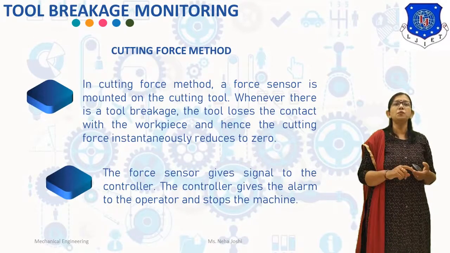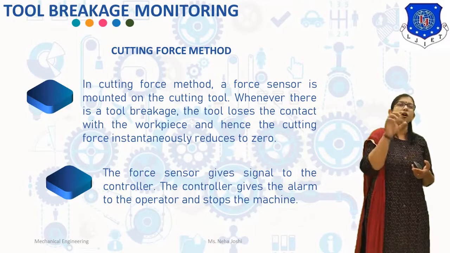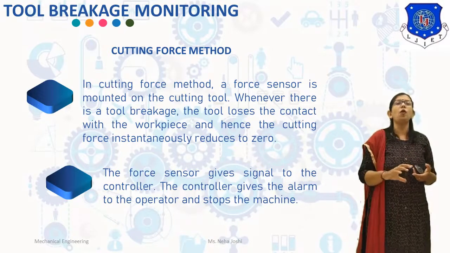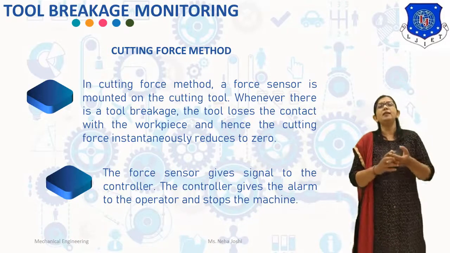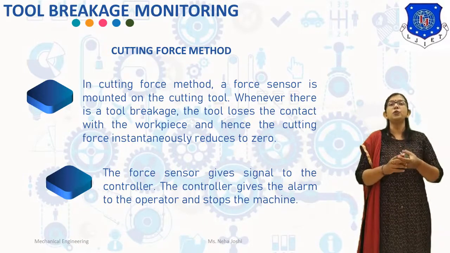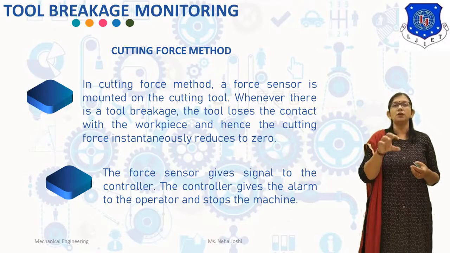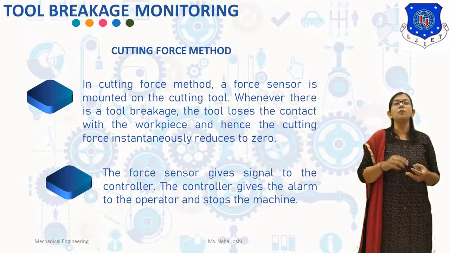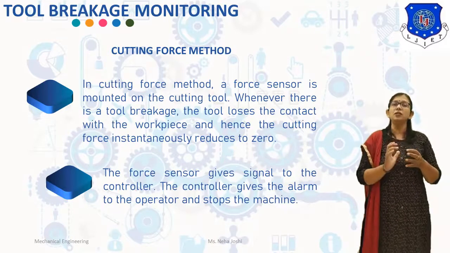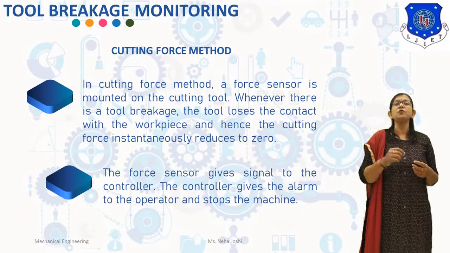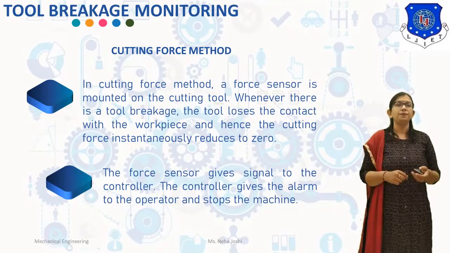In the cutting force method, force sensors are mounted on the cutting tool. Okay, so whenever there is a tool breakage, the tool loses contact with the workpiece, hence the cutting force instantaneously reduces to zero. The force sensors give a signal to the controller, and the controller gives an alarm to the operator and stops the machine. In some cases, the controller gives a signal to the tool changing system so as to replace the broken tool.